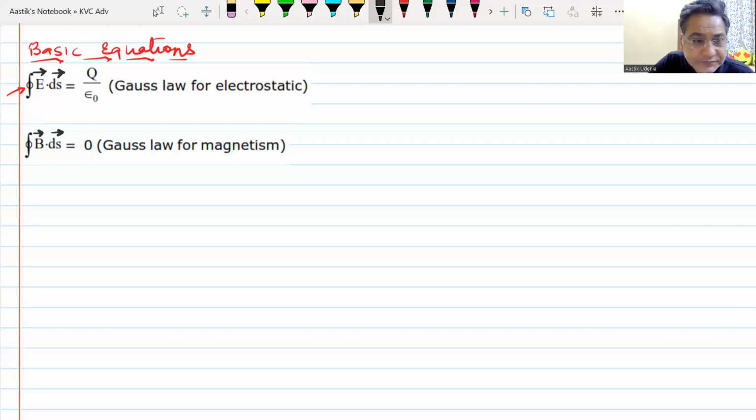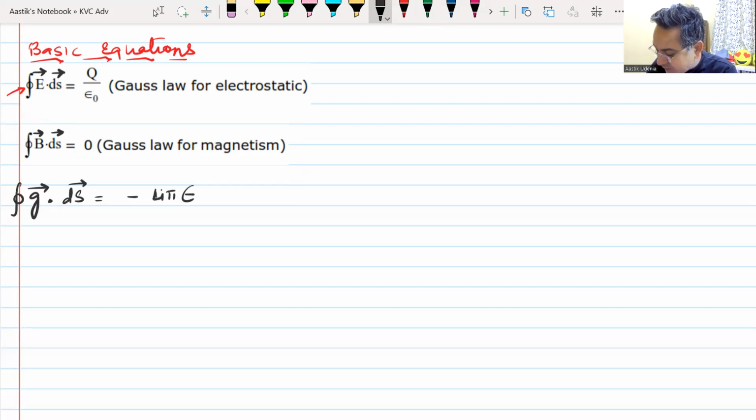Then you can create a Gauss law for gravitation as well. Can you tell me what will be the Gauss law for gravitation? The surface integral of g dot ds is minus 4 pi capital G into m, where capital G is the universal gravitation constant, small g is the gravitational field, and m is the mass enclosed by the surface. We don't require it, but since we were writing it, I have written it.